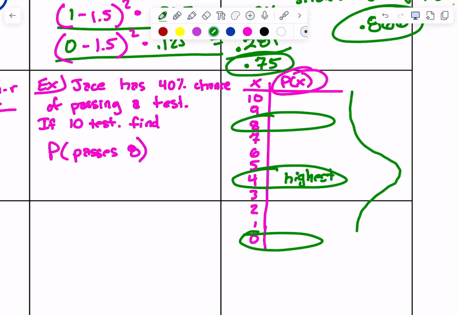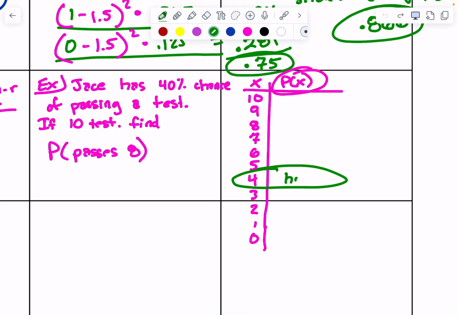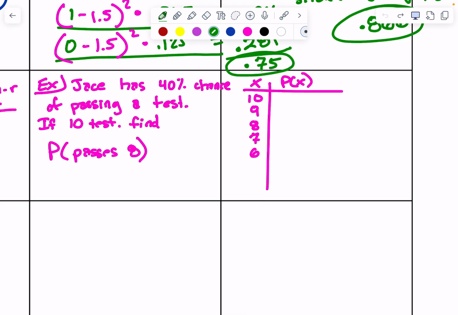Okay. We see how this table fills out. Okay, so that is that. All right, I'm going to erase this table. Let's go ahead and actually do this problem.